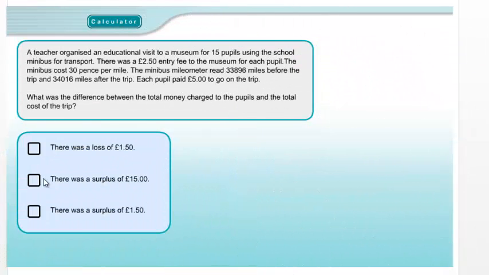Question 14's got a load of numbers here to try and confuse you, but let's break it down. So we've got a trip for 15 pupils, and there was a £2.50 entry fee, and the minibus cost 30p a mile. Minibus mileometer read 33,896 before the trip and 34,016 after the trip. So they could have just told us how long the distance was, but they wanted to make it difficult. So on the calculator you'd work out the difference between those two, and it turns out to be 120 miles.